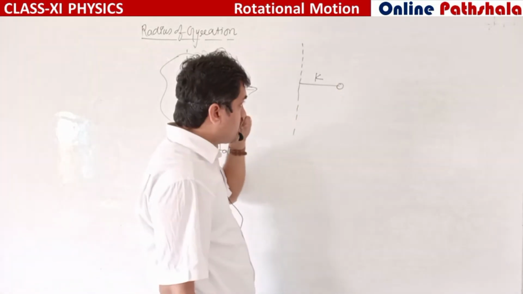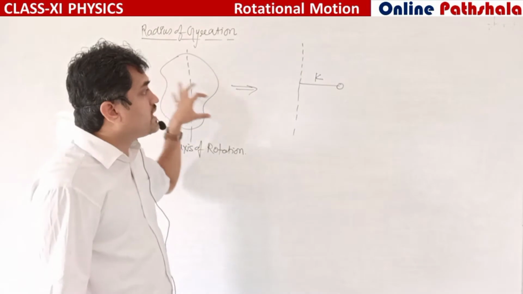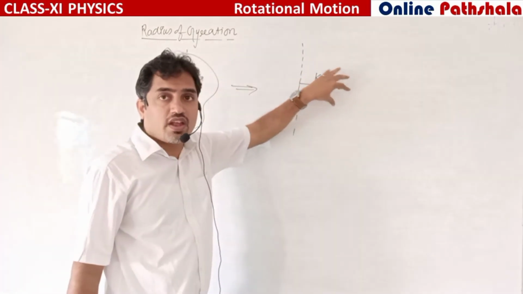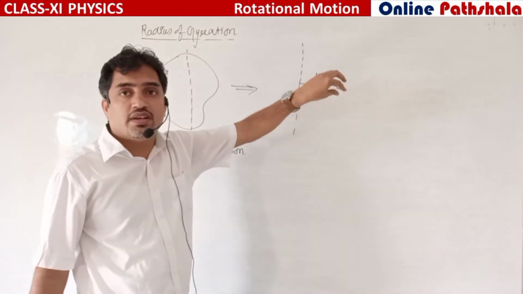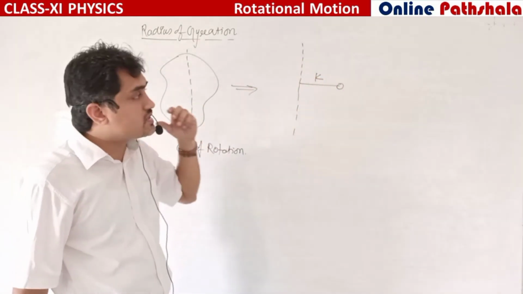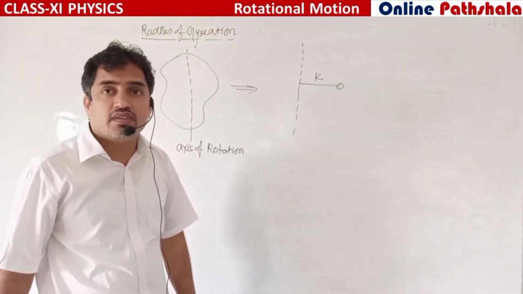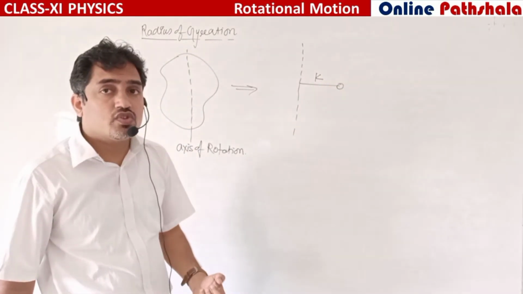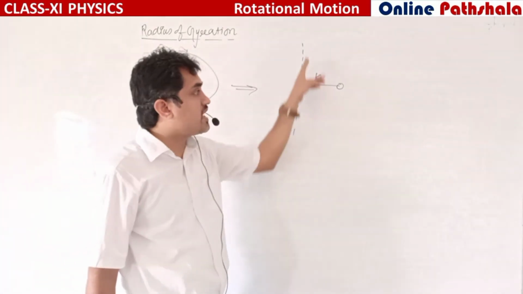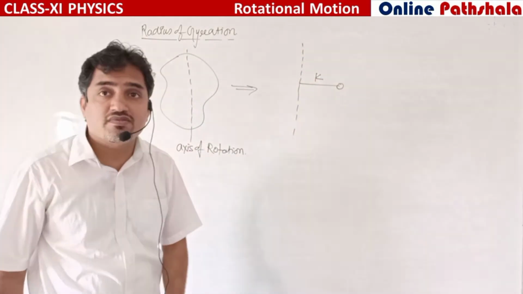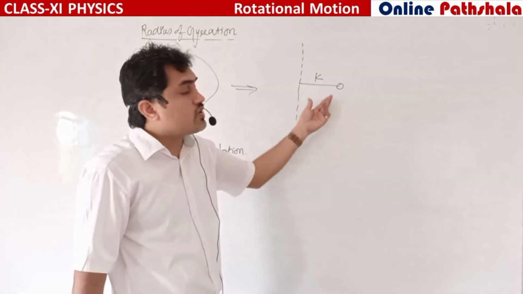What we are doing is concentrating this whole body at a single point. So where should this point mass be placed so that it will give the same moment of inertia? The distance from the axis of rotation of this point mass, where we have to concentrate the whole body, is called the radius of gyration.